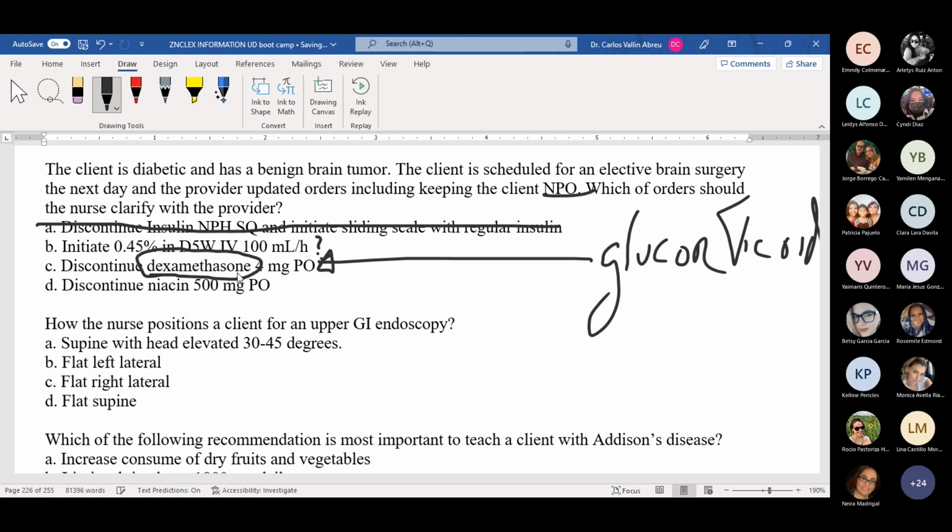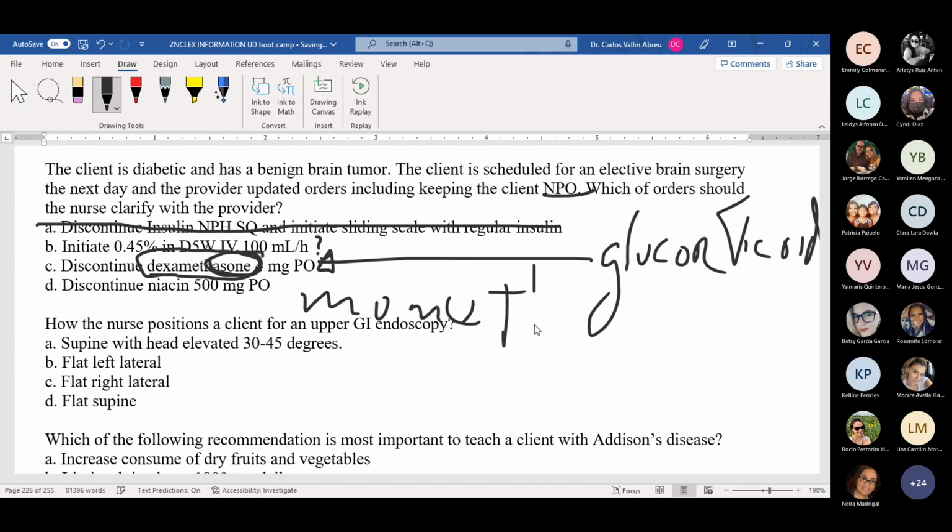hydrocortisone, methylprednisolone, mometasone, betamethasone, etc., etc., etc. Yes. So, how can you recognize a glucocorticoid in a test? For example, I put mometasone.